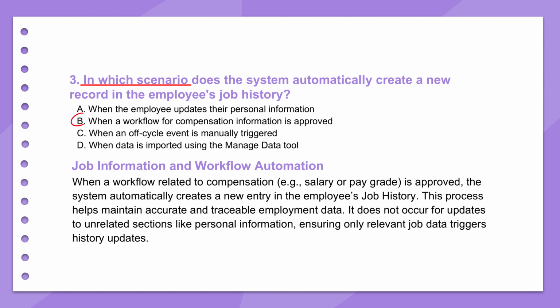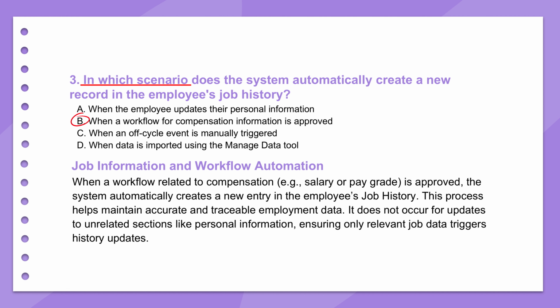Yeah. And this is automated by design. It's there to ensure data integrity and, crucially, an audit trail. So when a workflow that involves compensation, things like salary changes, pay grade adjustments, gets that final okay, that approval, the system itself automatically generates a new time-stamped record in the job information history. This makes sure there's a clear, unchangeable record of these really important employment changes.